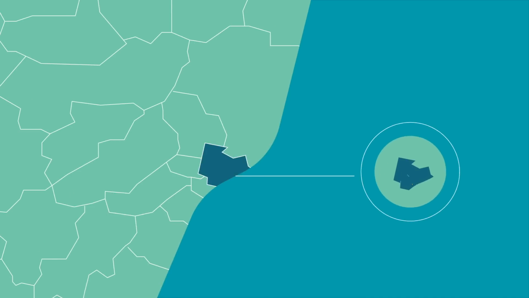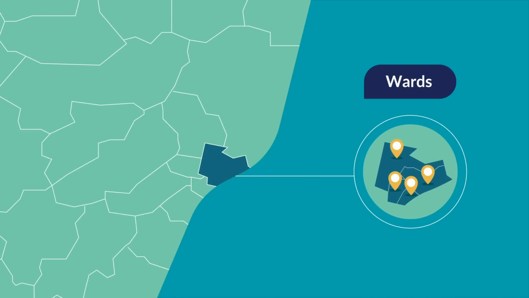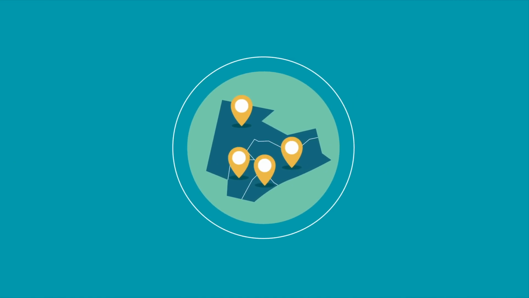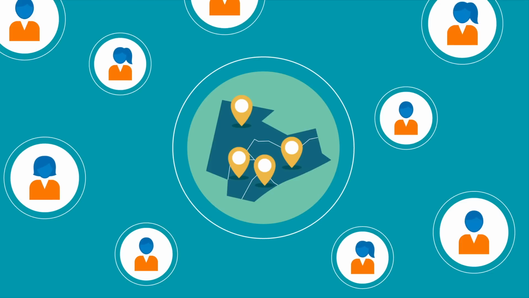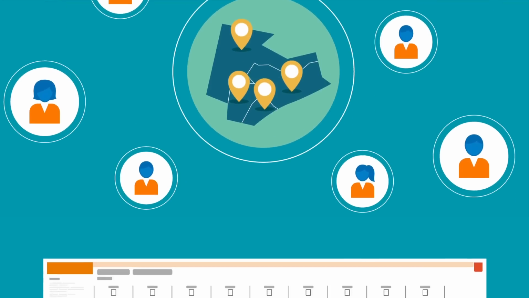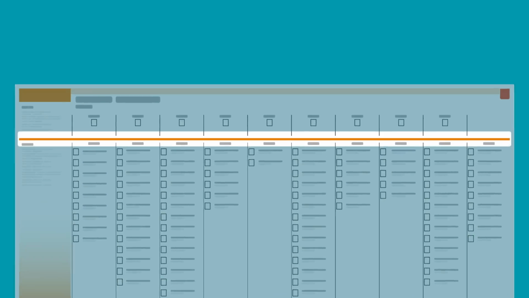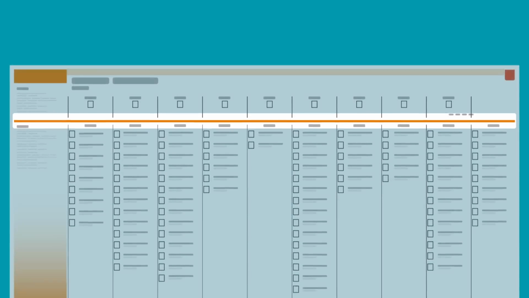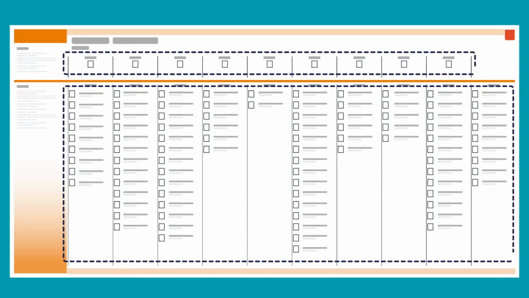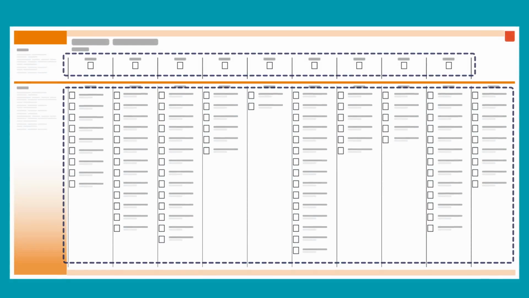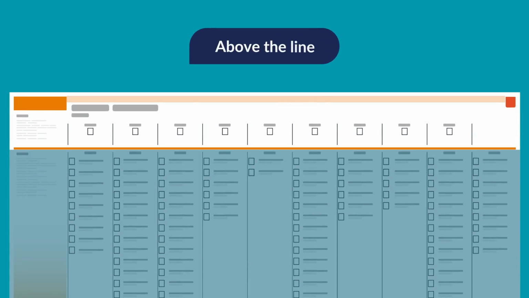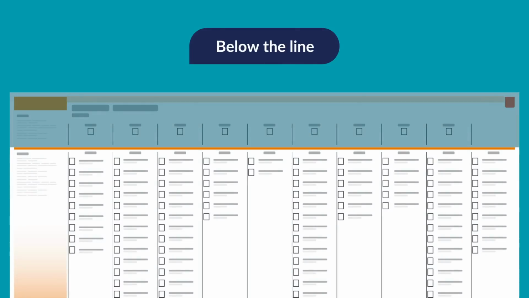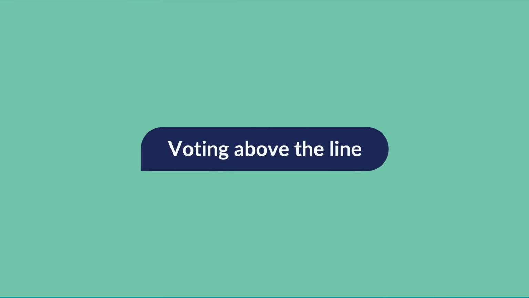Some councils are divided into smaller areas called wards. If you live in one of these councils, you will vote for councillors to represent your ward, who will join councillors from other wards on the council. In some councils, the ballot paper will have a thick line running across the page, with voting squares both above and below the line. On these ballot papers, you can mark your preferences either above the line or below the line.